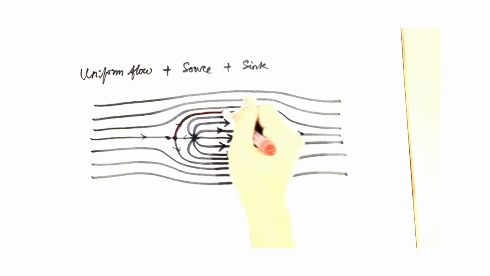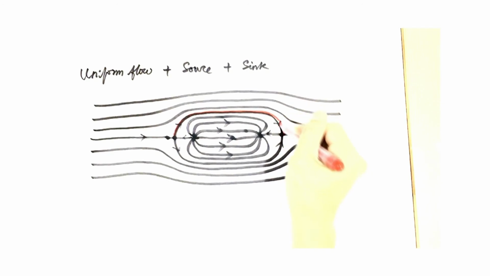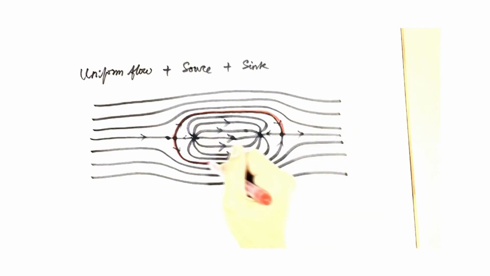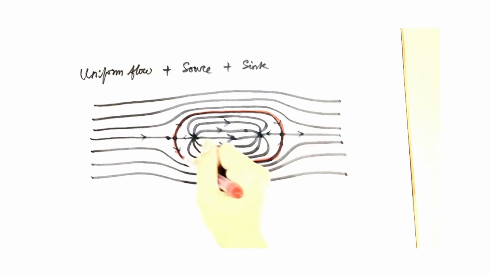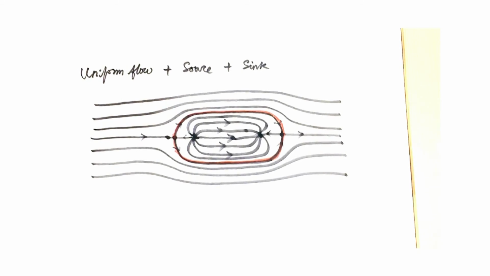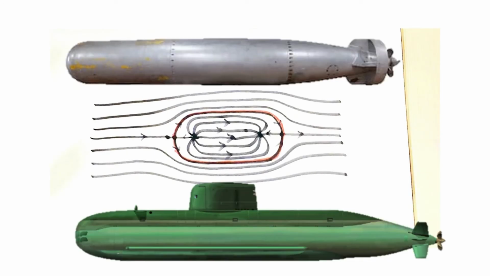So we have the dividing streamlines here, which represent the shape of an object with a rounded front and back. Can you think of any object with a shape similar to this? I'll give you some time. Any idea? How about a torpedo or a simple submarine?